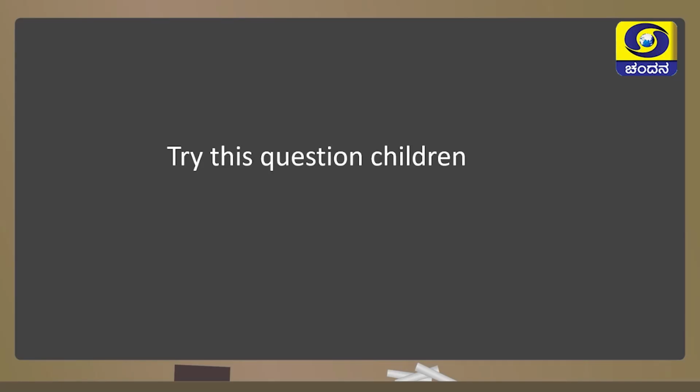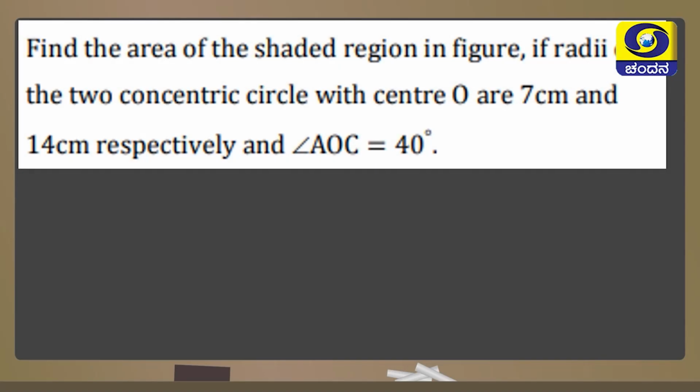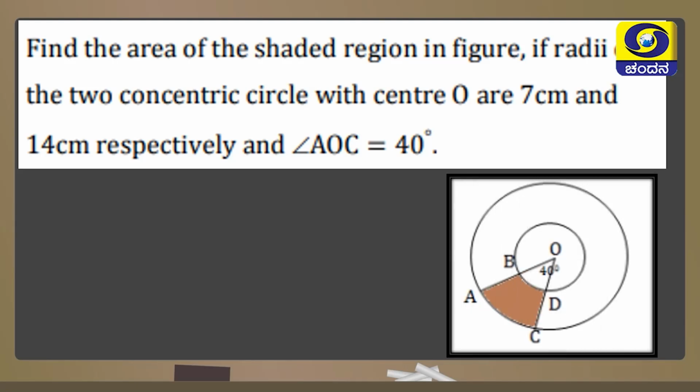Now, children, try this question. Along with me, you read the question. The question is as follows. Find the area of the shaded region in the figure. The figure is like this. If radii of the two concentric circles with center O are 7 centimeter and 14 centimeter respectively, and angle AOC equals 40 degree. You know what are concentric circles? Two circles with the same center and different radii.